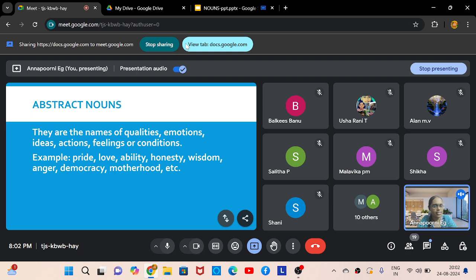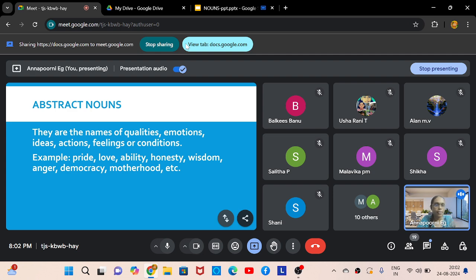Okay, so qualities and emotions. Emotions are different emotions. Like we all come across different emotions in our daily life, right? For example, love is an emotion. Anger is an emotion. Fear is an emotion. Desperation is an emotion. Happiness is an emotion. Okay, so different types of qualities, emotions, actions, ideas. Ideas are nothing but, for example, democracy. Democracy is an idea. Similarly, justice. Justice is an idea. Equality, that is an idea. Motherhood, that is an idea.